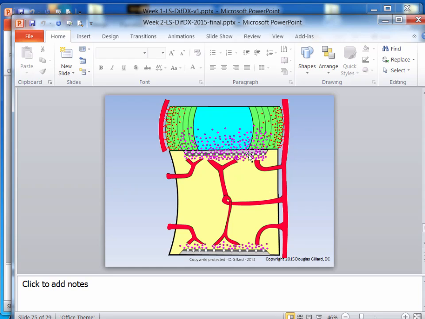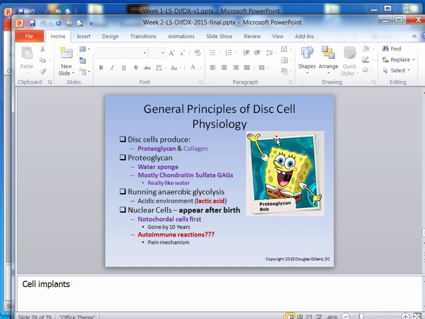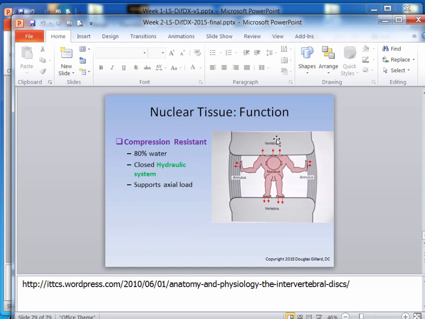Remember, the disc has a terrible, terrible, terrible blood supply. Everything gets into the disc by diffusion. I'm over my 20 minutes. The only part that's innervated with blood vessels and nerves is the outer 1/3. Make sure you know that. Don't forget proteoglycan Bob. Proteoglycans love water. They're like water sponges.